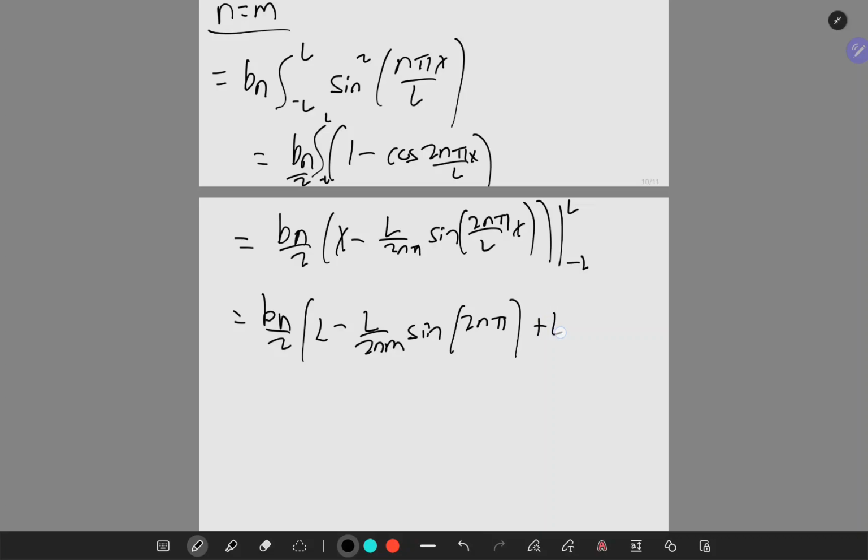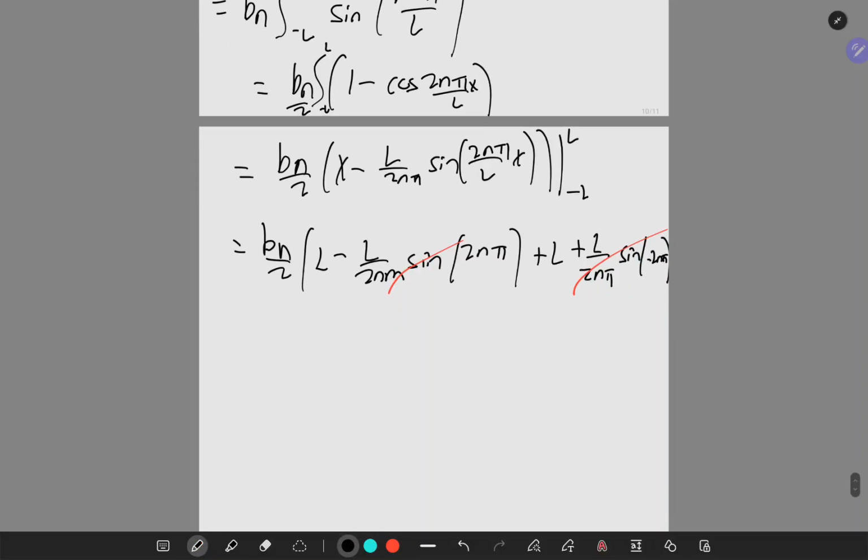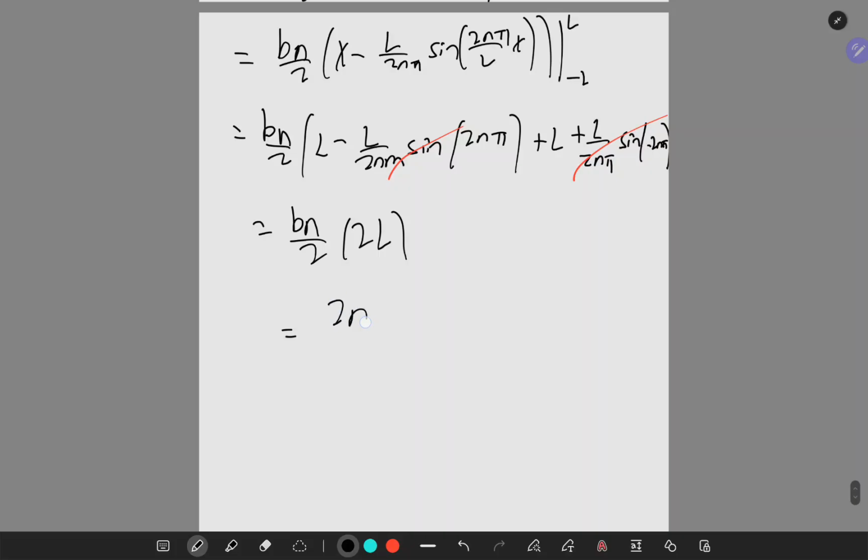minus, so plus L minus plus L over 2n pi times sine of negative 2n pi. Doesn't matter what's on the inside. This will be 0 for any n, and this will be 0 for any n. We're left with bn over 2 times 2L. So that's equal to bn times L.